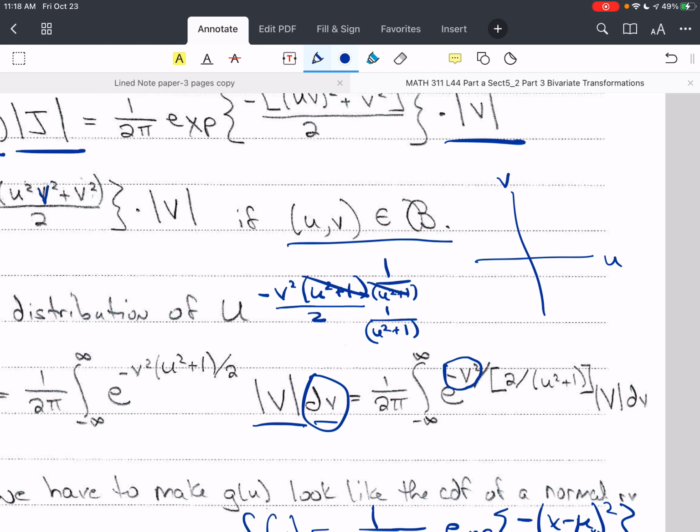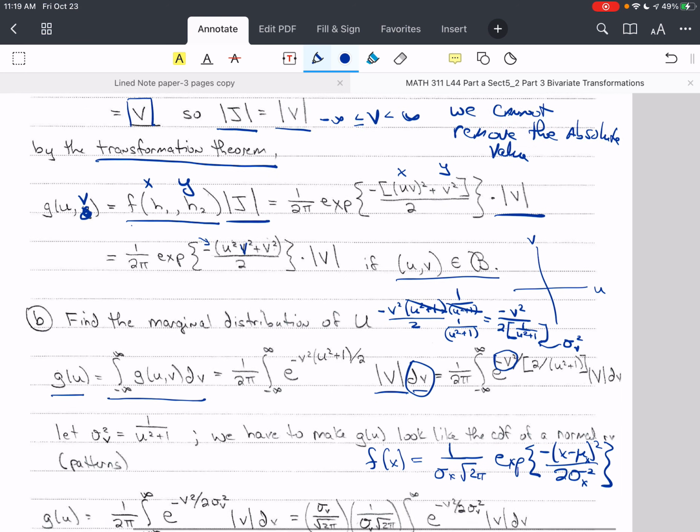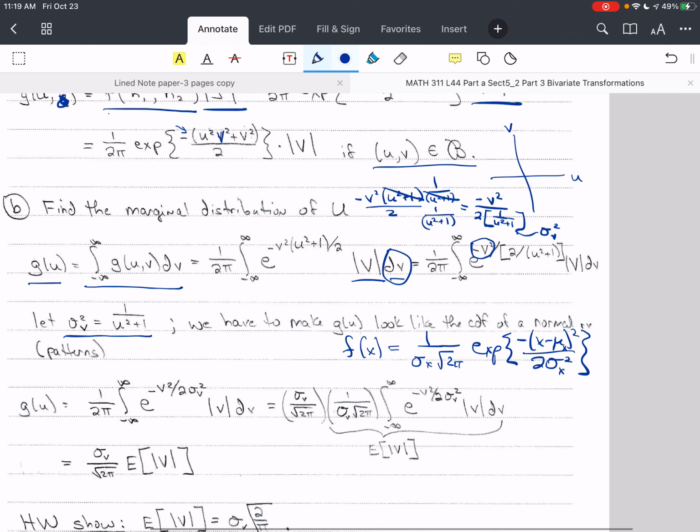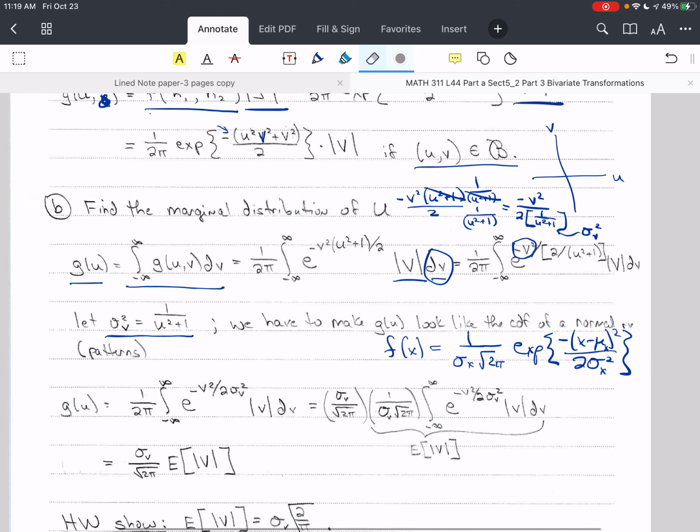And so this cancels in the numerator, and I'm left with negative v squared over 2 times 1 over u squared plus 1. And so this 1 over u squared plus 1 is going to be sigma v squared. All right? Now you can see that I have that substitution here, and we want to make this look like the CDF of a normal random variable.